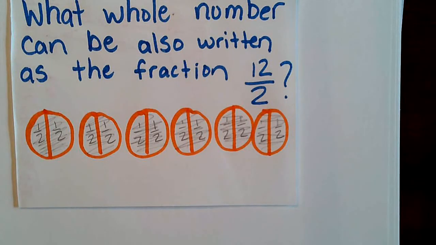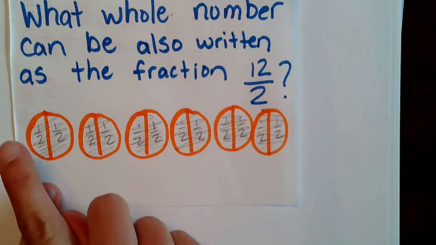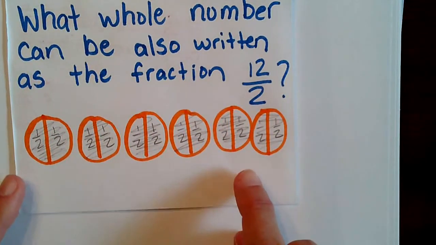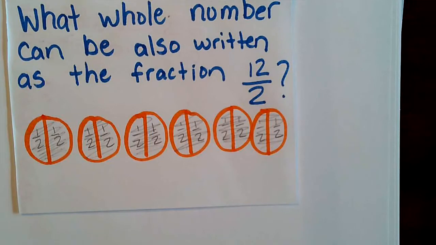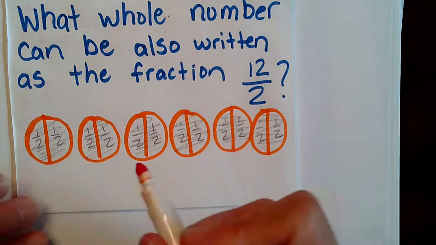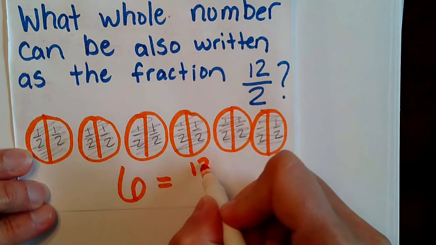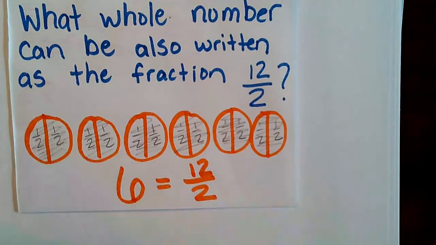Okay, I chose to do circles. I thought that was easier, but you might have drawn rectangles. We have 12 halves. 1, 2, 3, 4, 5, 6, 7, 8, 9, 10, 11, 12 halves is the same as what whole number? Please tell me that you wrote 6 is equal to 12 halves. 12 halves is 6 wholes. If we have 12 halves, put them together and we get 6 wholes. Very good.